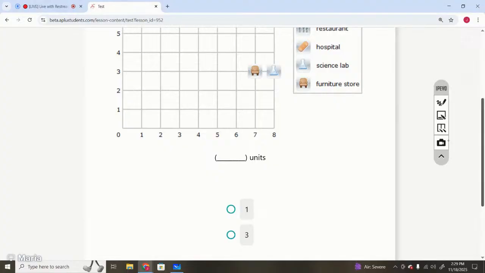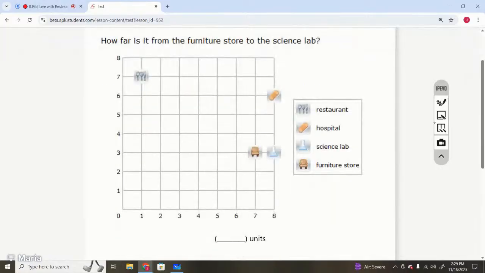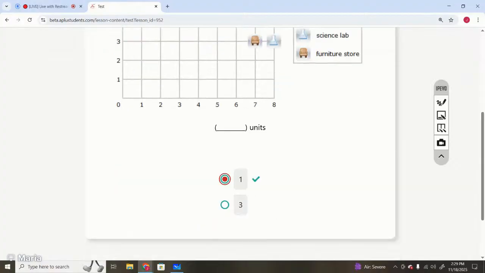Okay, the next one is furniture store to science lab. So from furniture store to science lab. The distance from the furniture store to science lab is just 1 point away. The correct option is 1. Option number 1 is the correct option.